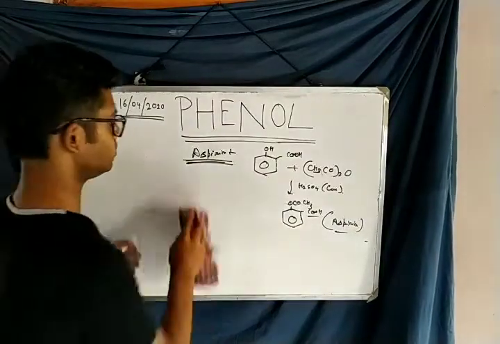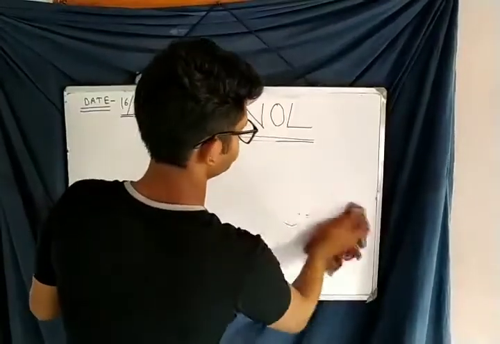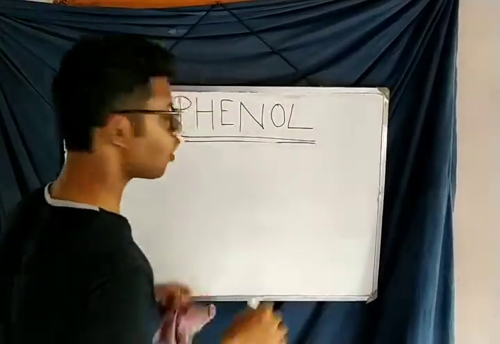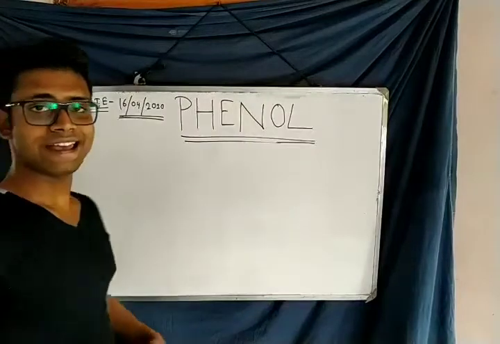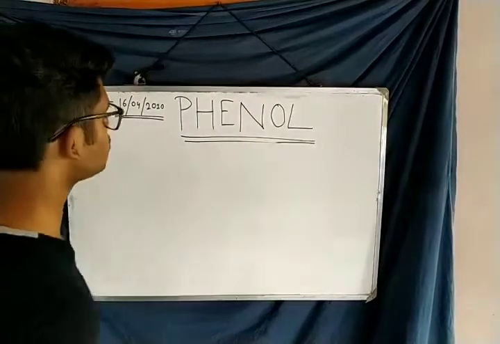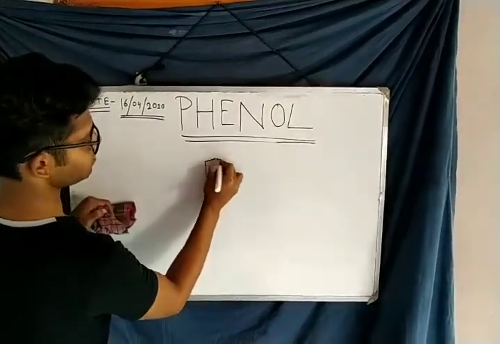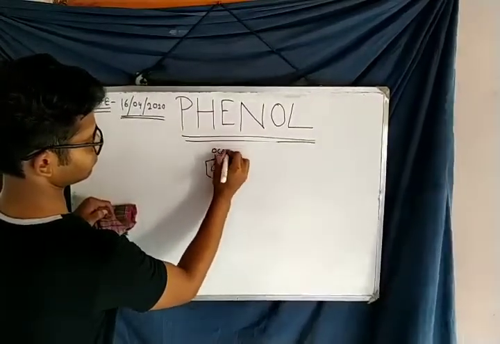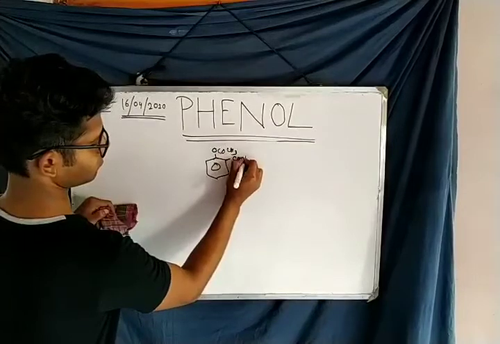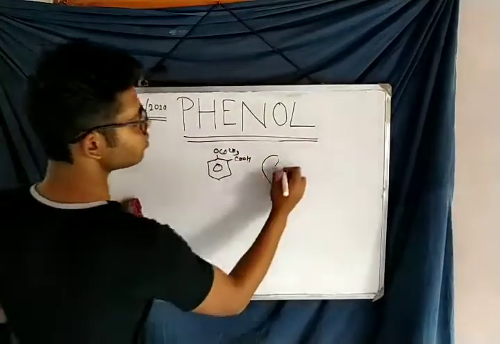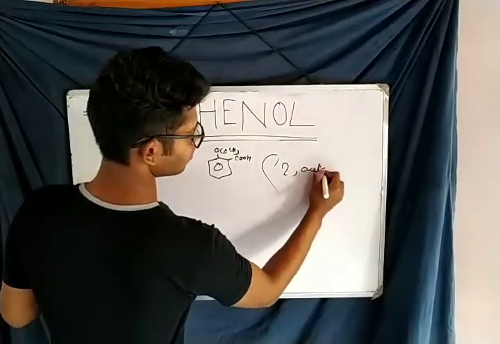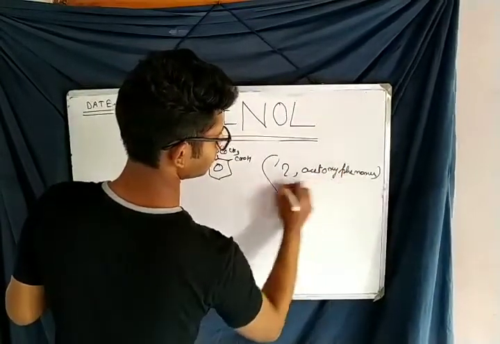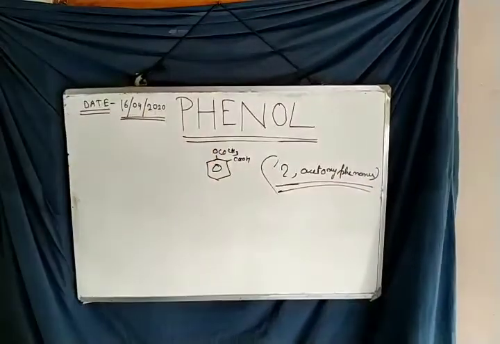Sorry, I have jumped a name. The common name of aspirin is 2-acetoxyphenol. This is aspirin. The common name of this compound is 2-acetoxyphenol. Okay, this is the common name of this compound.